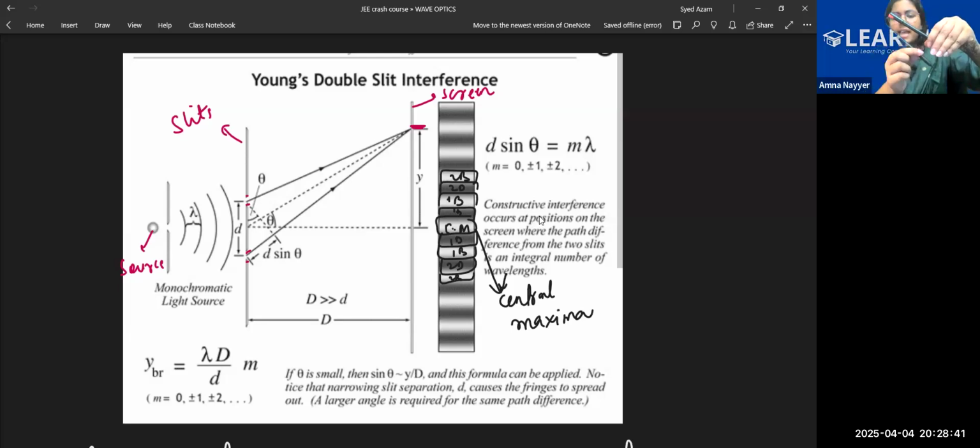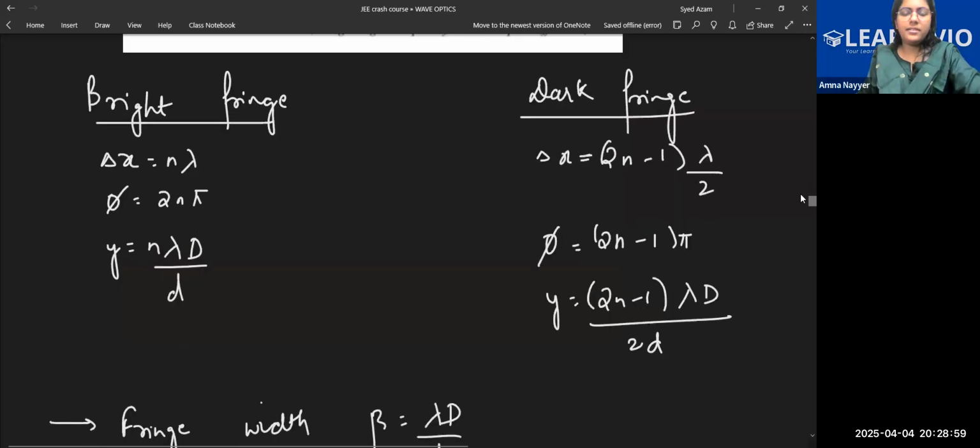Can you see this extra portion here? Till here, both the waves are of same length. But this part is extra in this wave. So that is the path difference. Similarly, the angle is different. That is the phase difference. So we write this for bright fringe. The path difference is written as n lambda, and the phase difference is written as 2n pi.